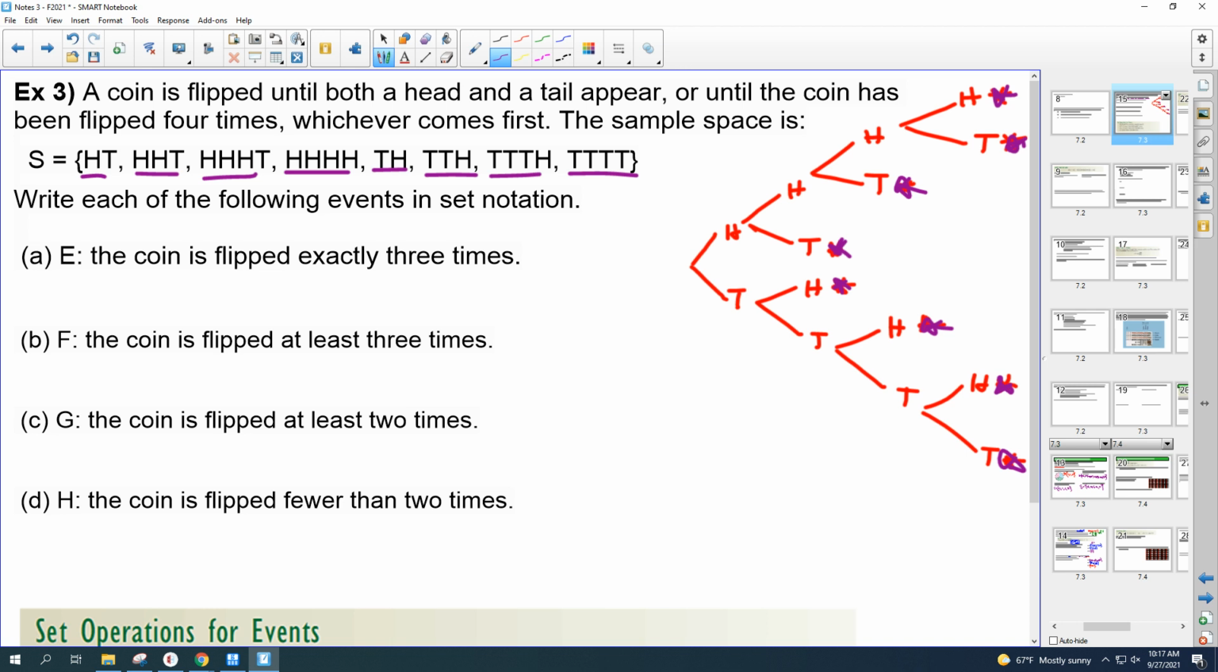Write each of the following events in set notation. E, the coin is flipped exactly 3 times. So 3 times, that's this one and this one. And that's it. So E equals HHT, TTH.